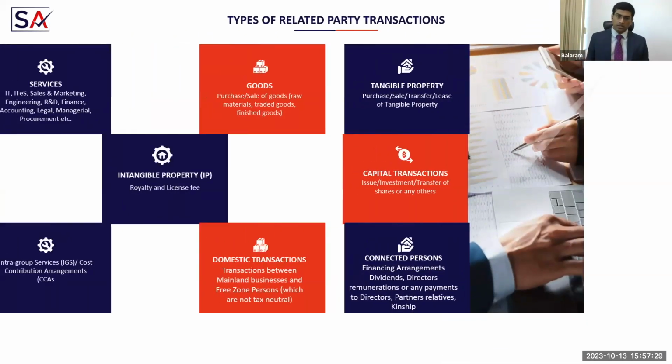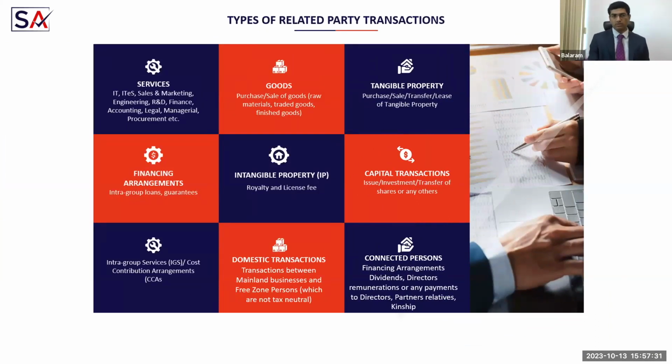These are the other kinds of transactions that you may have in terms of services, goods, and tangible properties being used by various companies in the group, though they may be owned by one company, financing facility arrangements, or intangible property owned by one company but used by other companies. So you may have these kinds of transactions among the group, being used or benefited by other companies.